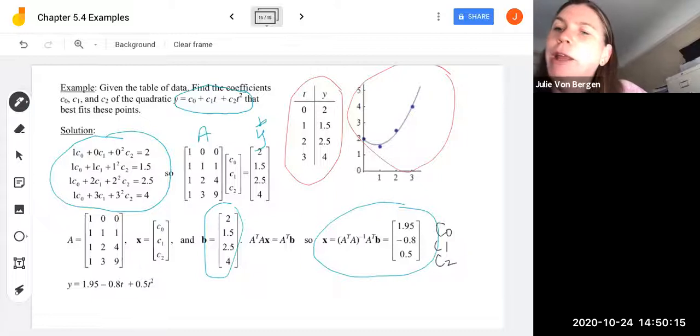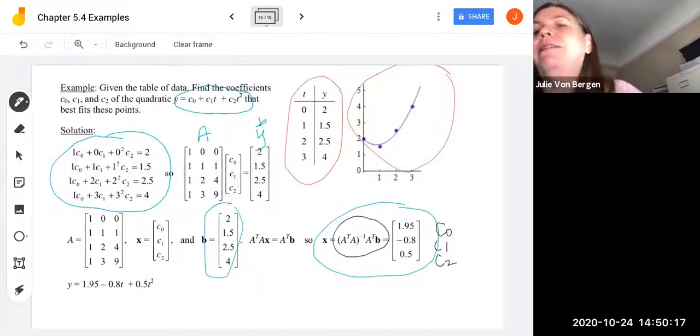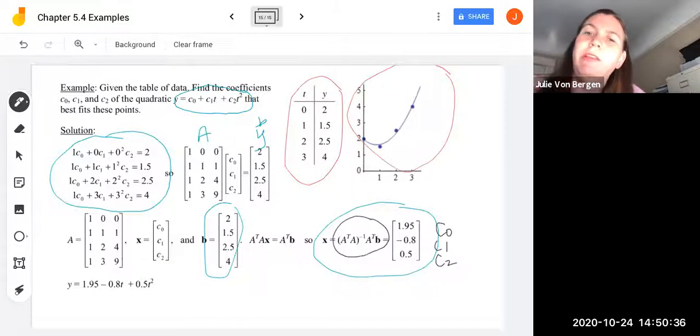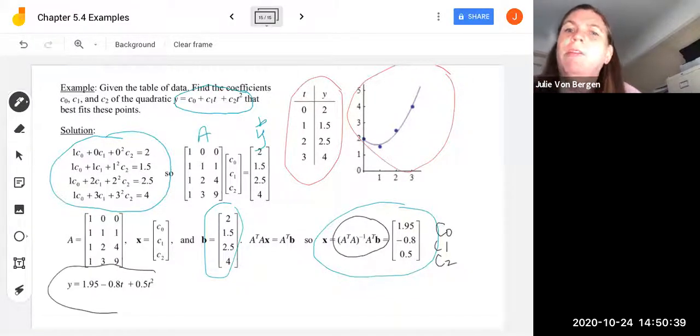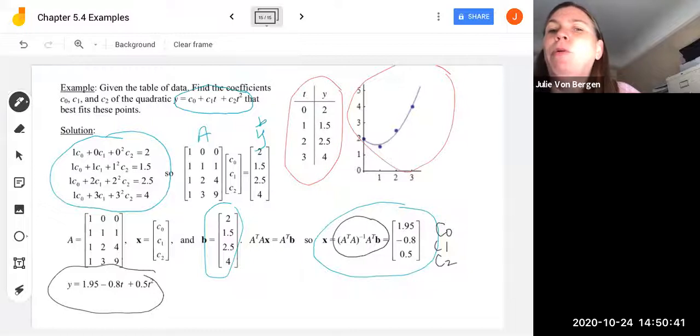So this formula right here, we use very often in statistics. So if you take a calculus-based statistics class, you will use this formula to find these coefficients for curves of best fit, or lines of best fit if you are working with just C0 and C1 as your coefficients. So when we put these together, here's our polynomial of best fit. Y equals 1.95 minus 0.8t plus 0.5t squared.